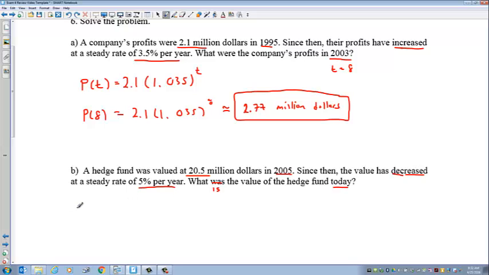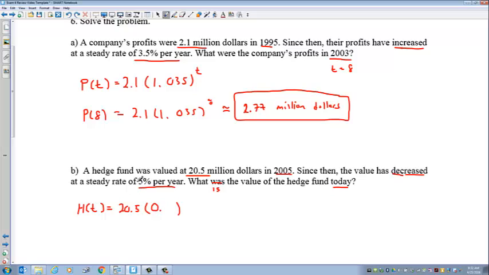Okay, so let's find a formula for the hedge fund. Let's use H for hedge fund, and it's a function of time t. The initial value is 20.5, so we write down 20.5, and then times. Now here you're not going to start with a 1. Remember, the 1 is the whole part, so since it's decreasing, you have a 0 here because it's going to go down. It's going to be less than 1.